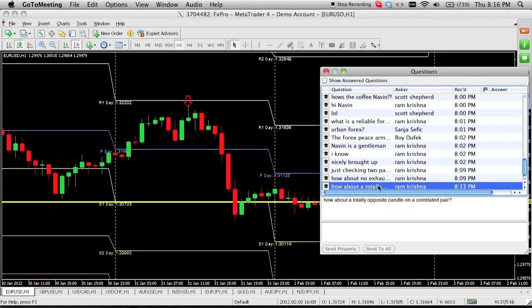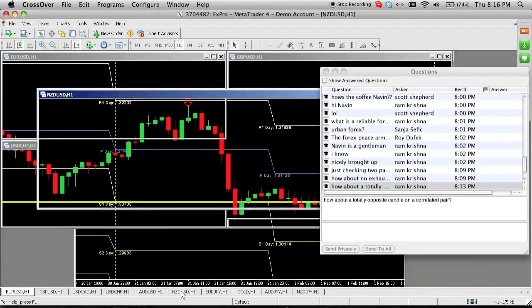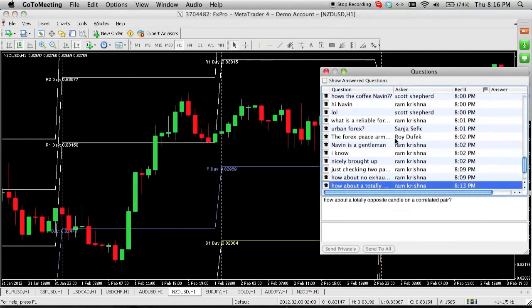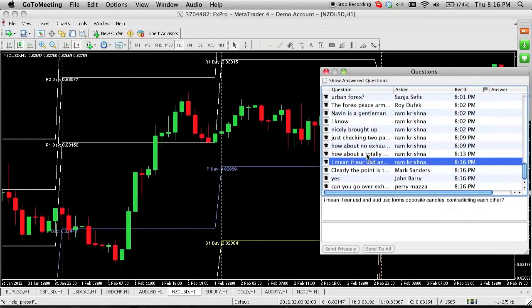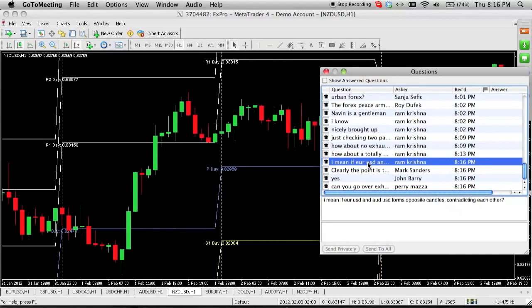Okay, how about a totally opposite candle on a correlated pair? That is actually an example from today. What if there's an opposite candle today? Let's take a look at today. But before I go into that, I just want to make sure everybody else got this. If Euro USD and Aussie dollar form opposite candles contradicting each other, you want to avoid it. And when I say avoid it, I will show you an example of what exactly that means as well.